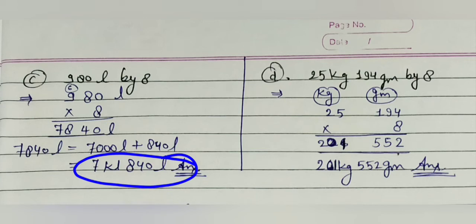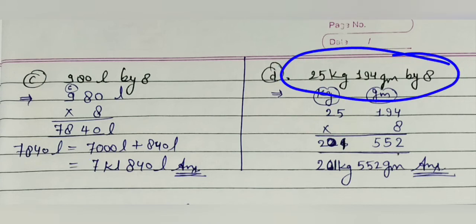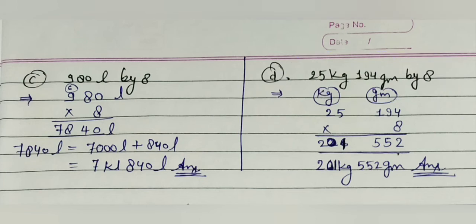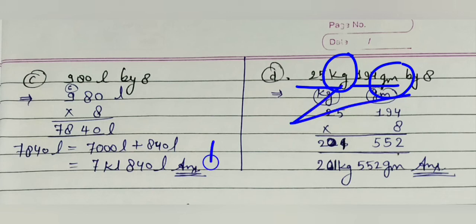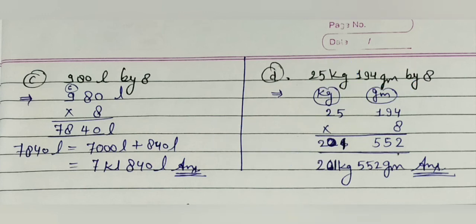Is that clear? Bachcho, now here I chose one more question. Suppose your question has 2 units and you have to multiply by a single number, like 25 kilogram and 194 gram. It means this question has 2 units. But make sure that if your question has 2 units, both represent the same thing. It means they both are talking about the mass or weight. Okay. So put here kilogram and gram.